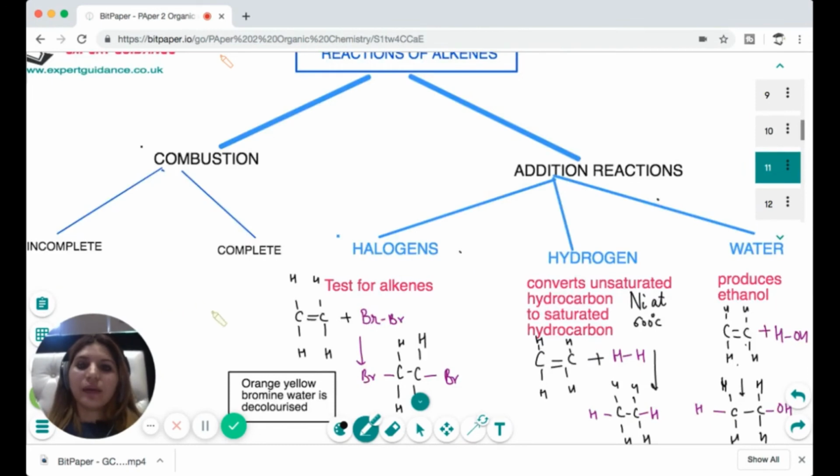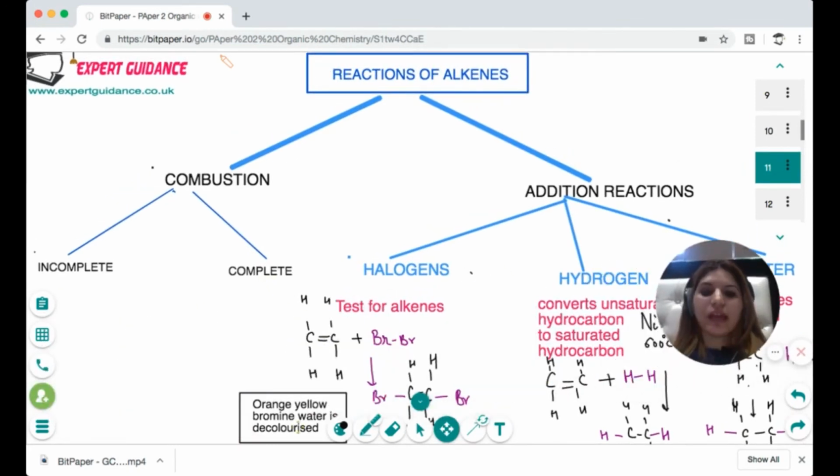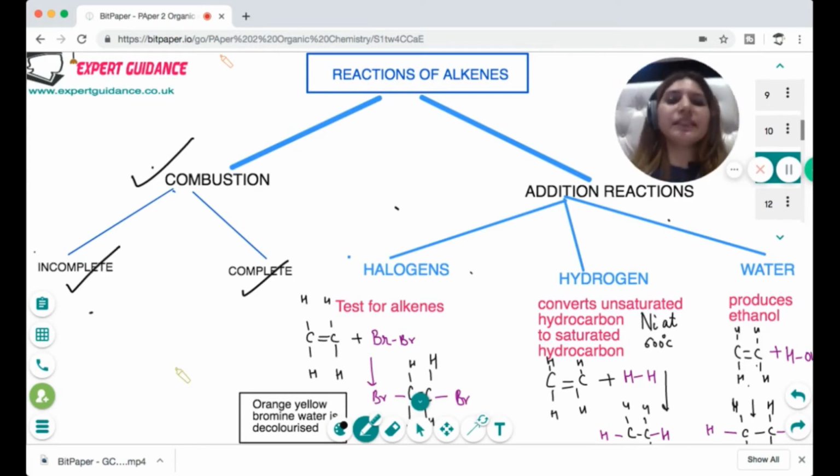Okay. Now, what are the reactions of alkene? This is very important. Watch it very, very properly and make sure you are able to write these reactions. First is combustion. Combustion is both complete and incomplete. So you can take any alkene, react it with oxygen. If it forms carbon dioxide and water, it is complete combustion. And if it forms carbon monoxide and water, it is incomplete combustion.